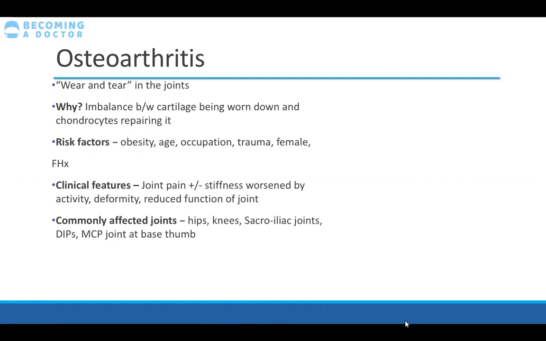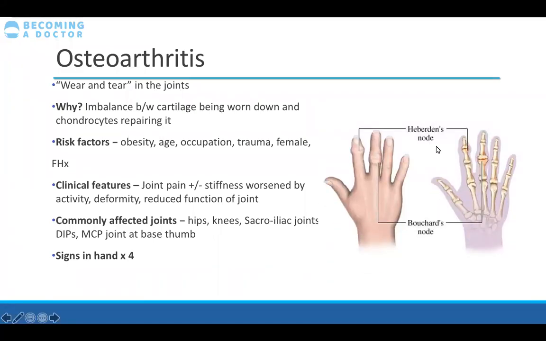The commonly affected joints are your hips, your knees, sacroiliac joints, DIPs, and MCP joints at the base of the thumb. In terms of the hand, there are 4 signs that you look out for. Two of the common ones are Heberden's nodes and Bouchard's nodes. The way I remember it is HD: Heberden's in the distal area, and Bouchard's in the proximal, so BP. The other things you can look out for in the hand are reduced range of motion, a weak grip, or squaring of the CMC joint at the base of the thumb.